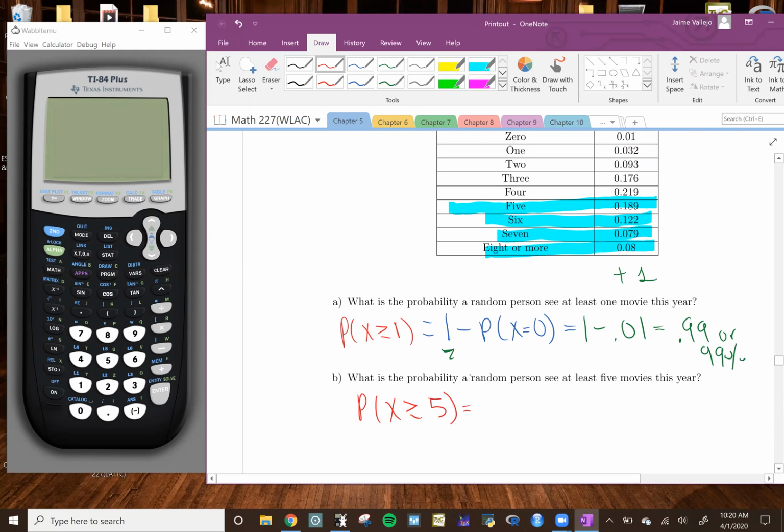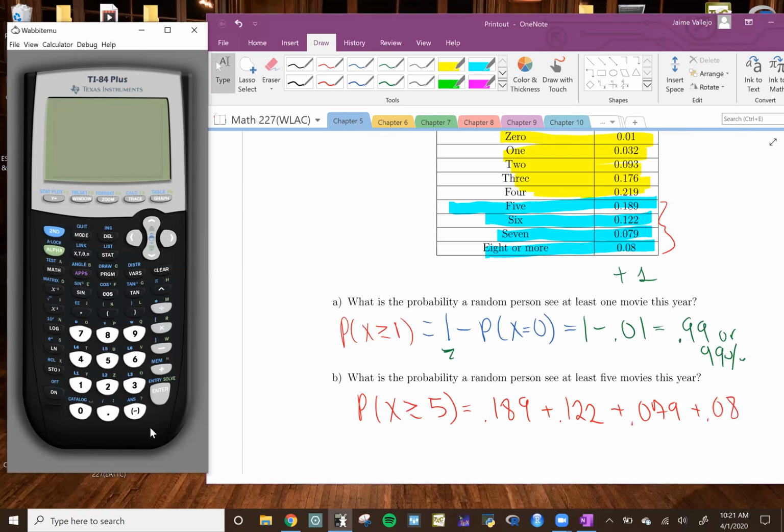Everybody get why I selected those multiple rows? All right. So if you look at this case scenario, it doesn't really make sense to find the probability of these and then subtract it from 1. Technically, you'll be adding more than you have to. So I'm going to add these 4 numbers. So we'll say 0.189 plus 0.122 plus 0.079 plus 0.08. And I'm going to go ahead and go to my calculator and do that.